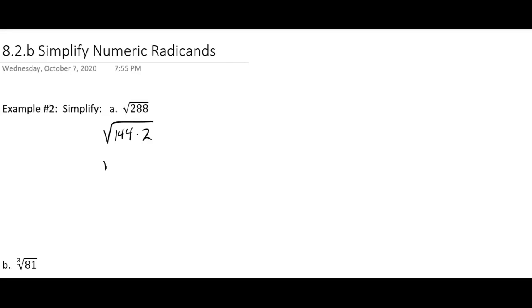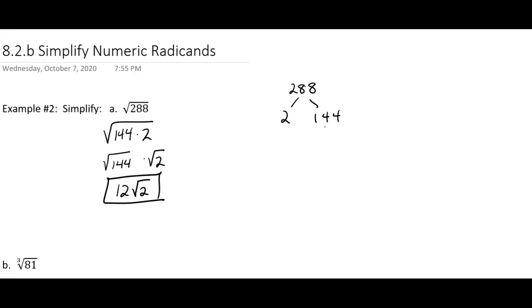Now you can write them separately, especially at the beginning maybe, but a lot of times we skip that step. The square root of 144 is 12, so you get 12 times the square root of 2. That's the answer. But if you didn't know what 288 was, you could start breaking it down. 288 is 144, and then you could say that's 2 times 72, and that's 8 times 9, and then that's 2 times 4, and then that's 3 times 3, and then I've got another 4.